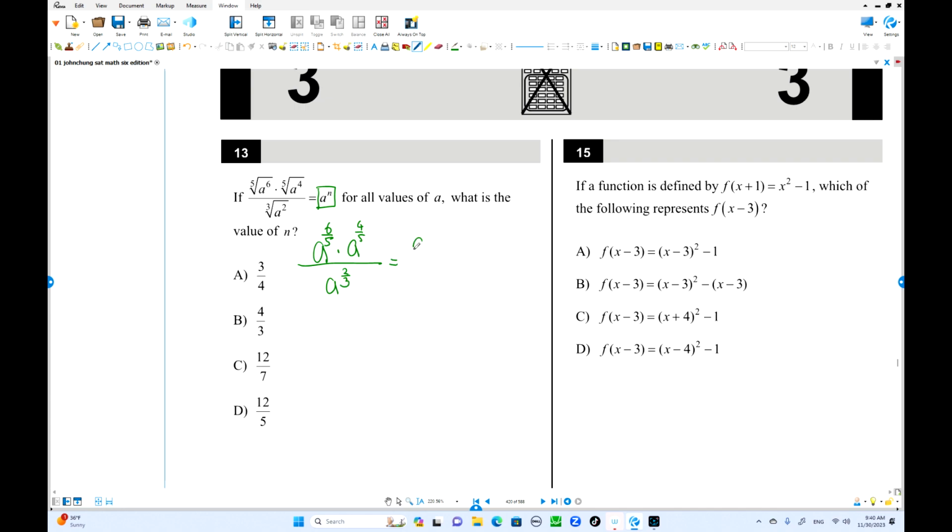So this one is a to the 6 plus 4, 10 divided by 5 is 2, and the a to the what? 2 over 3. This equals how much? 2 minus 2 over 3. Okay? So how much is this one? A to the what? 2 is 6 over 3. 6 minus 2, 4 over 3, okay? That is the value of n. 4 over 3. Choice B is the answer, okay?